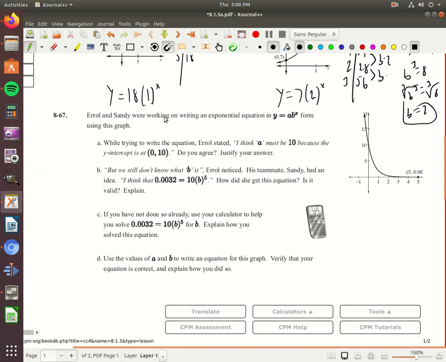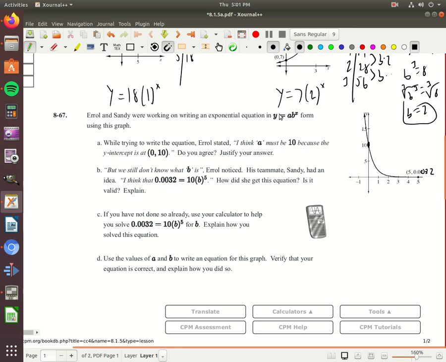So Errol and Sandy were working on writing an exponential equation in the form y equals a times b to the x using this graph. And by the way, this is kind of cut off here, but they show you it's 0.0032. So it says, while trying to write the equation, Errol stated, I think a must be 10. Well, I think that's pretty smart. That looks like the y-intercept at 0, 10. Do you agree? I absolutely agree. Nice job, Errol.